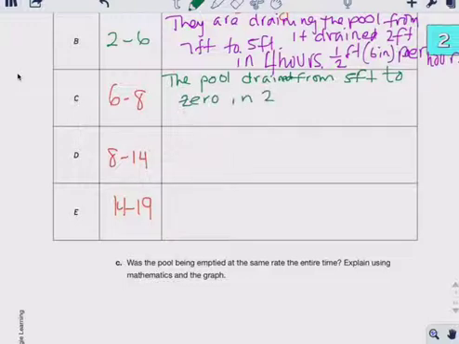in 2 hours. So the rate of change is 5 divided by 2, which is 2.5 feet. 2.5 feet per hour. Okay?